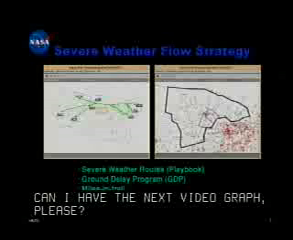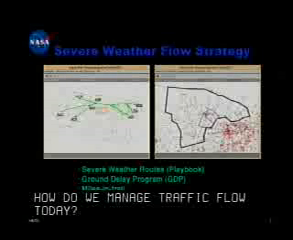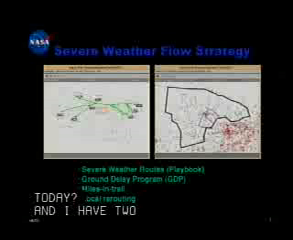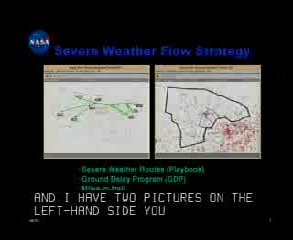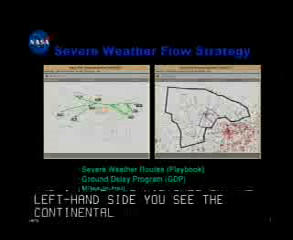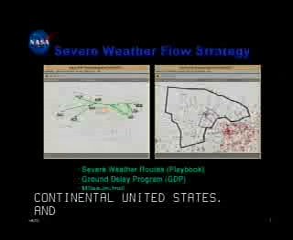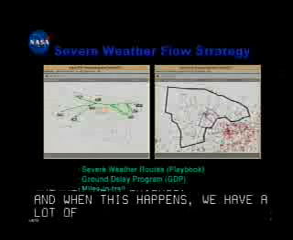Okay, how do we manage the traffic flow today? And I have two pictures. On the left-hand side, you see the continental United States, and the red square indicates weather near Chicago. And when this happens, we have a lot of alternate routes already pre-planned. And these are called severe weather routes.